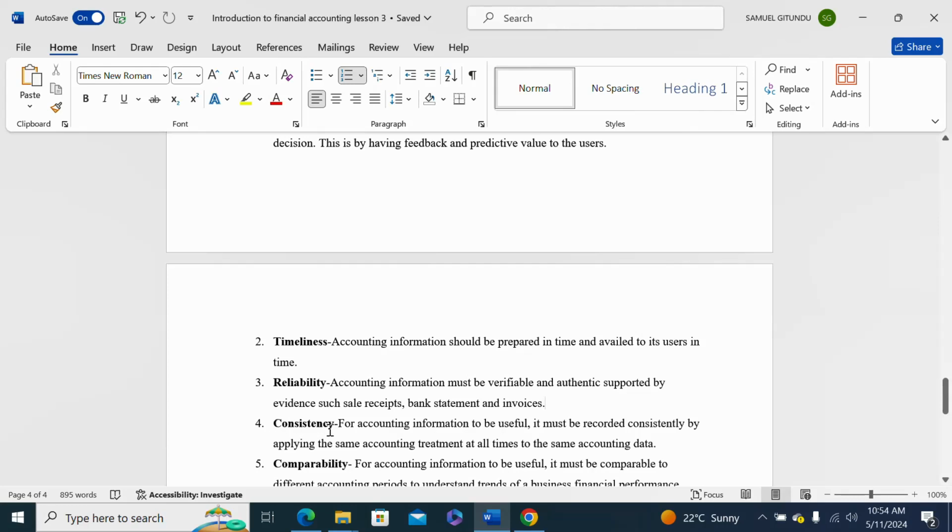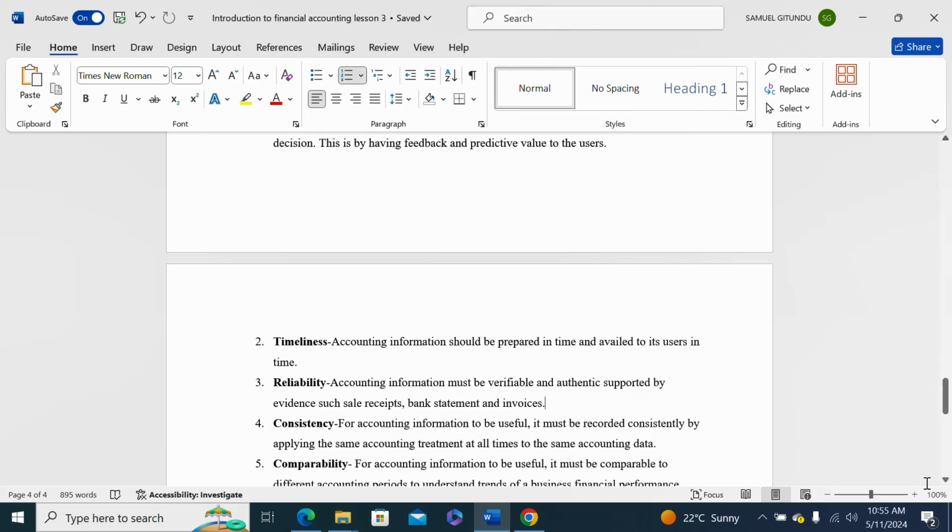Then the next quality is consistency. For accounting information to be useful, it must be recorded consistently by applying the same accounting treatment at all times to the same accounting data. Consistency simply means that similar transactions are treated in a similar manner. You're applying the same accounting treatment to all transactions, so that information is consistent from period to period. And even if you go to other industries, you find that they are applying the same accounting treatment. So that is useful accounting information because of the consistency.